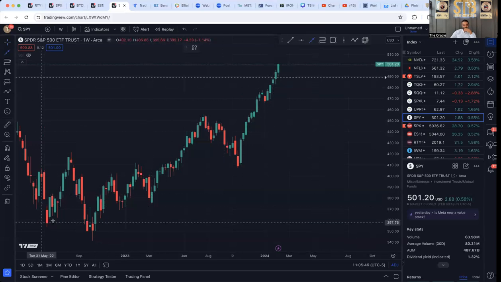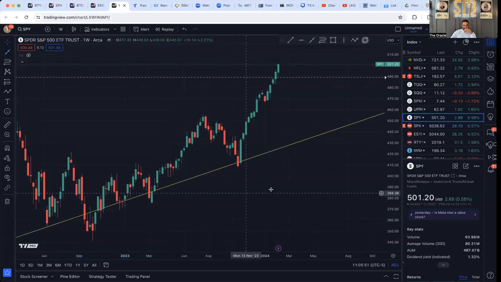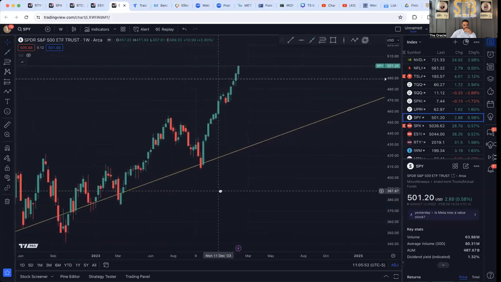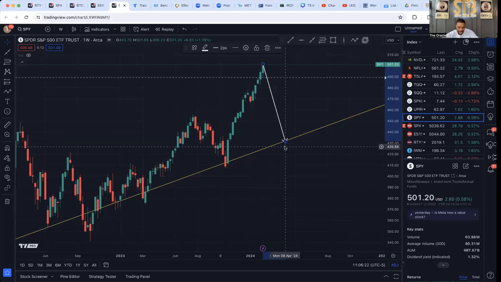Well, I like this line right here. Where's the spot going? Personally, this is just off the dome, I think we're gonna try to come back and test this line. Where's that line? This line puts us at 432, right? Now, that's just a very simple analysis. That line hits 432 by April 8th.